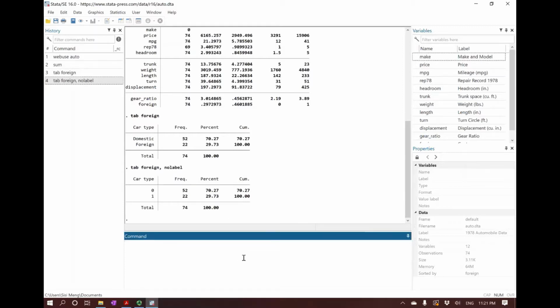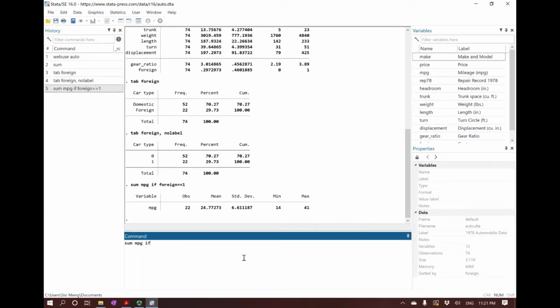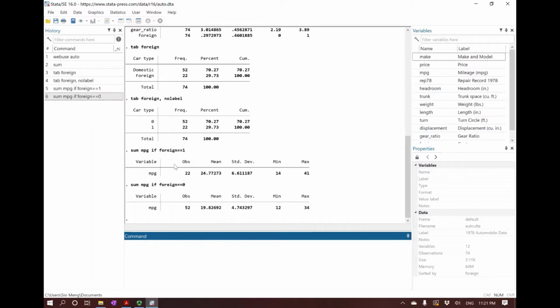Okay? So for now, whenever, for example, you're trying to summarize MPG using an if option, you can directly do sum MPG if foreign equals 1, and sum MPG if foreign equals 0. You do not have to use the text, where you say foreign equals double quotation domestic or foreign equals double quotation foreign, because these are already given a value of 1 and a value of 0.